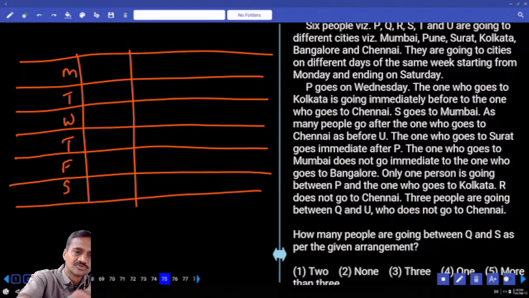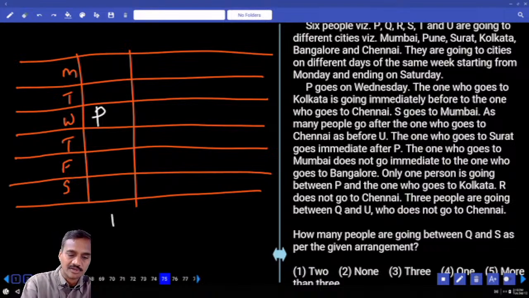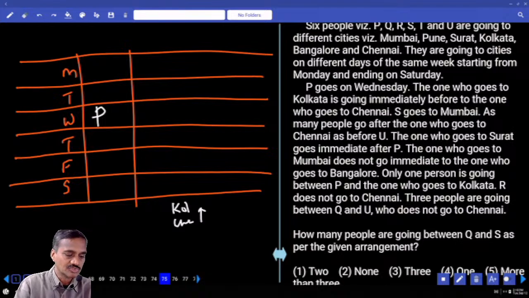Then coming to the first one, P is going on Wednesday. Now this P, that is fixed. And P is on Wednesday. Then what is the next information here? The one who goes to Kolkata is going immediately before the one who goes to Chennai. Now Kolkata and Chennai must be together and Kolkata is immediately before Chennai.